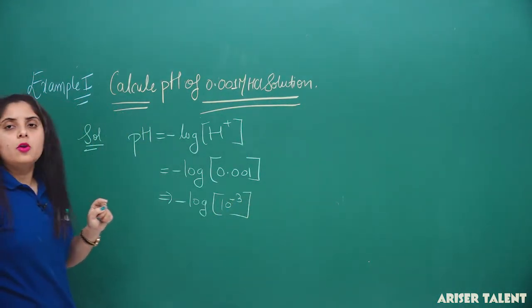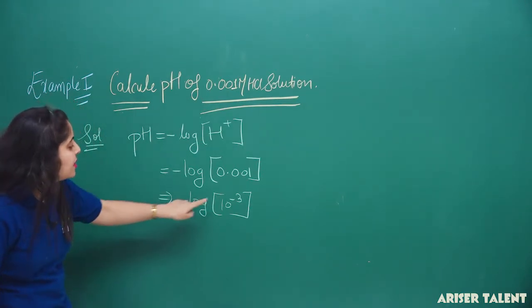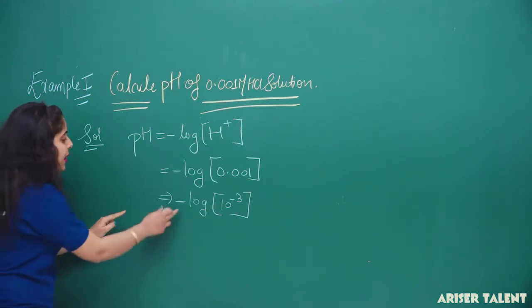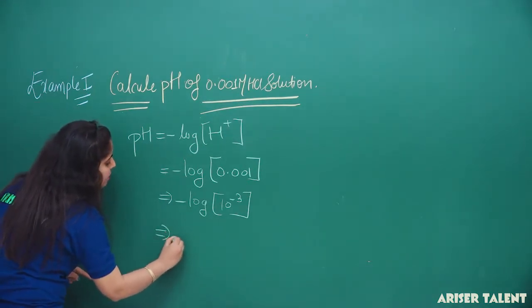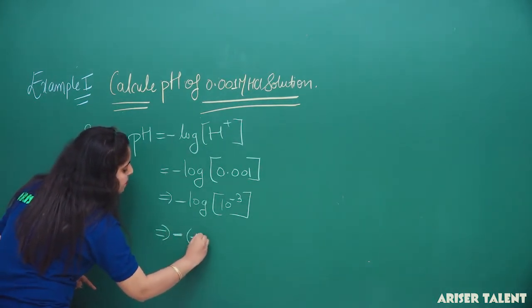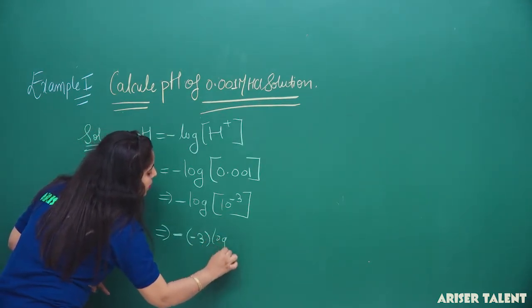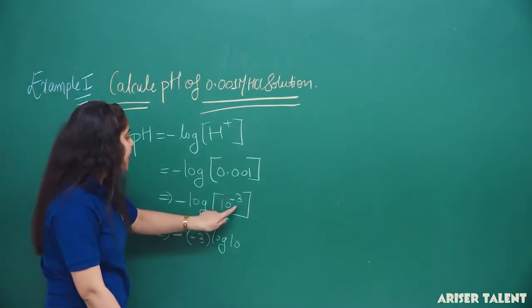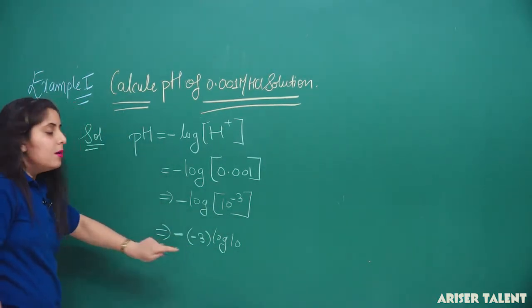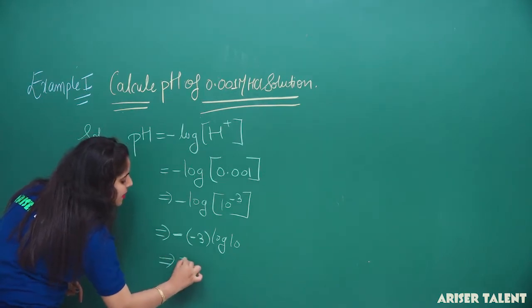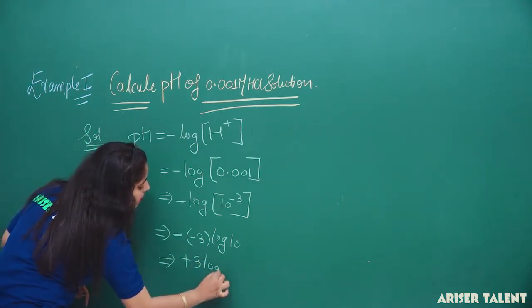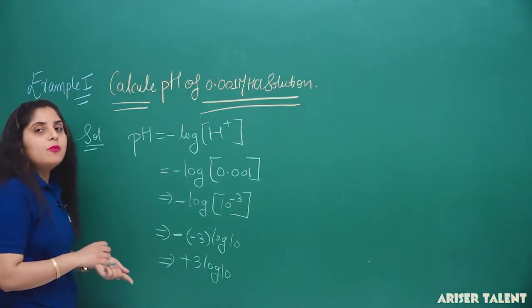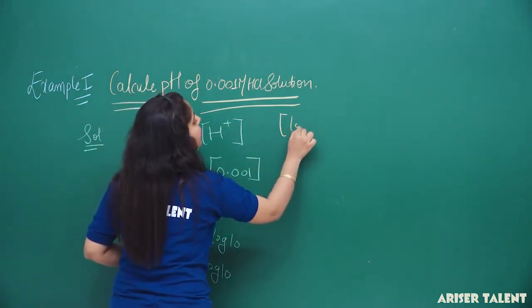From the logarithm rules, we know that the exponent can be brought in front. So we can write it as minus minus 3 log 10. It is the rule of logarithms that the exponent is brought to the front. So minus minus plus, it will be 3 log 10. Now what happens in this case? We have to remember that log 10 is equal to 1.